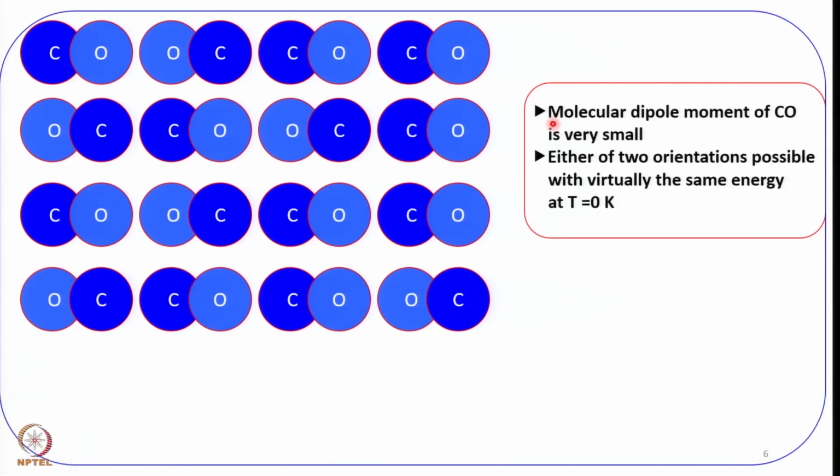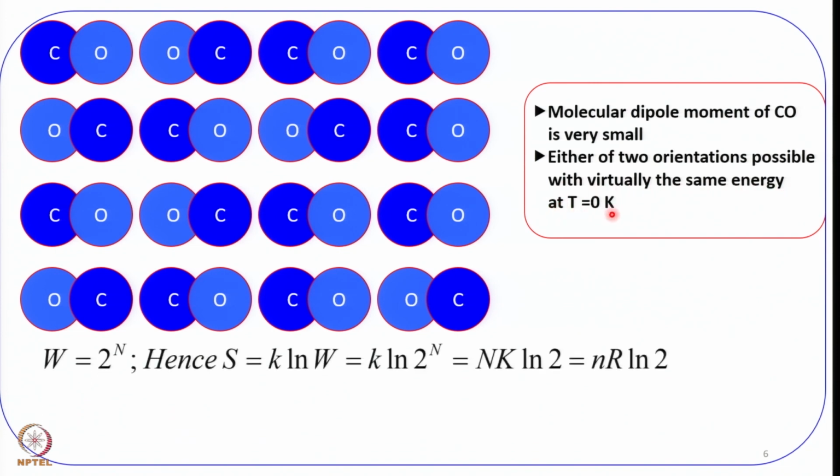Look at the comments now. The molecular dipole moment of carbon monoxide is very small, as we just discussed. Either of two orientations is possible with virtually the same energy at absolute 0. So therefore, W is equal to 2 for one molecule of carbon monoxide, and if there are N molecules, then W is equal to 2 raised to the power N. Once you substitute W equal to 2 raised to the power N, it becomes Nk log 2, and Nk log 2 is nR log 2, because capital N is equal to small n, number of moles, times Avogadro constant Na, and Na times k is equal to R. So that's why you have nR log 2 over here.